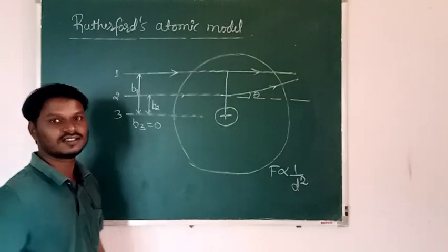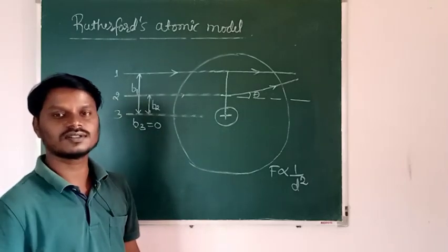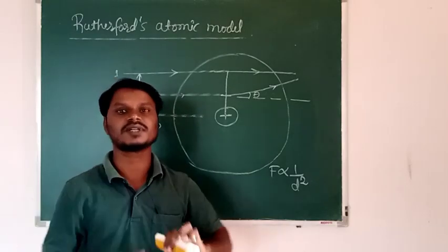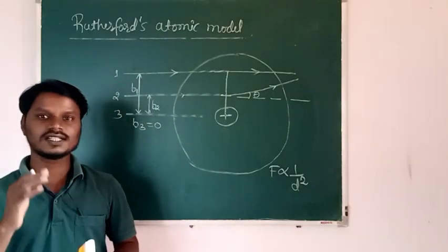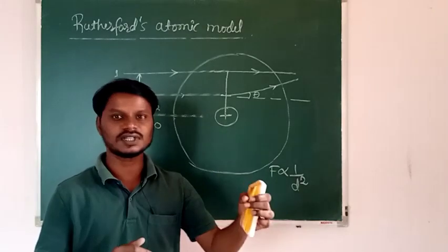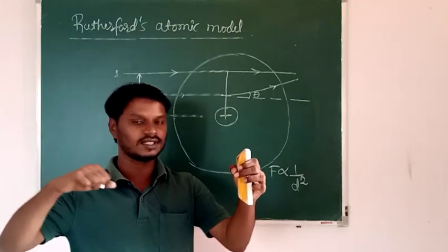But let us consider the third alpha particle. For the third alpha particle, the impact parameter is 0. Why? Because here it is a head-on collision. Why is it called a head-on collision? Because the nucleus and the alpha particle both are in the same line.